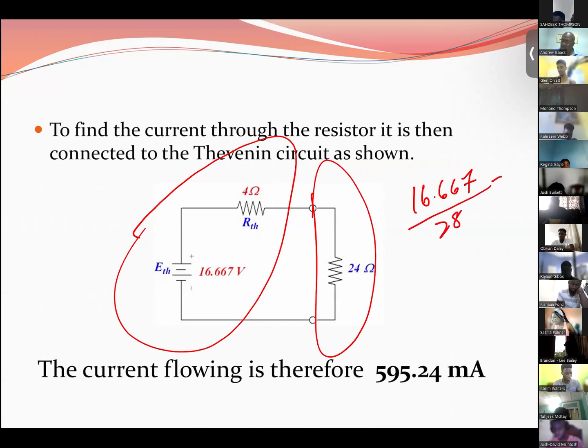All right. And as you will agree with me, this was the same current value that we determined using the other methods that we have been introduced to, whether it was nodal or mesh or superposition, because we analyzed the same circuit using all 3 methods. All right. Do you have any questions before I move on?